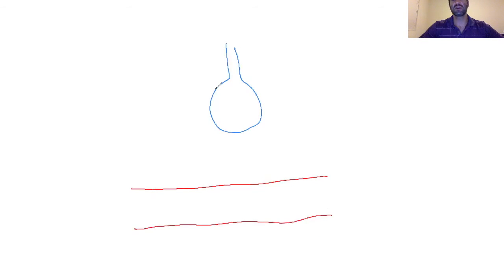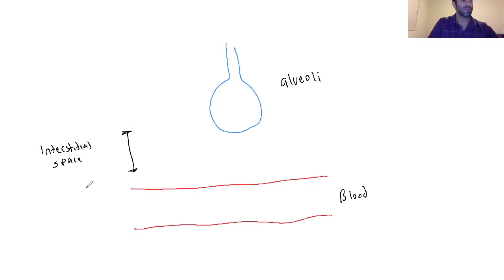Then we have here a space. So let me go ahead and label these here. So we have the alveoli, functional unit of the lungs. We have the blood. Then we have this space here called the interstitial space. What's going to happen here is that gases are going to enter the alveoli. The two main gases that enter the alveoli are O2 and CO2.